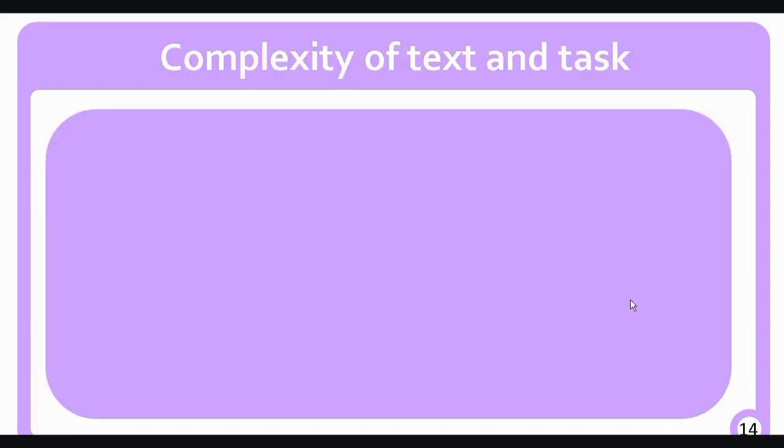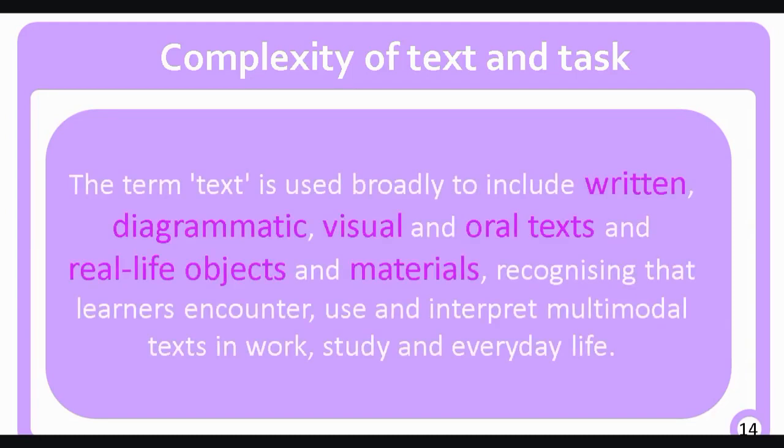Next, let's talk about the complexity of text and complexity of task, because these are easy to combine because they both deal with complexity. And the term text, let's just narrow that down. It's used broadly to include written text, diagrams, visuals and oral text, and real-life objects and materials. So it's not just English, not just written language, whether it's English or French or whatever. It recognises that learners encounter, use and interpret multimodal texts in work, study and everyday life. So the definition of text is a little broader than perhaps we would intuitively think.